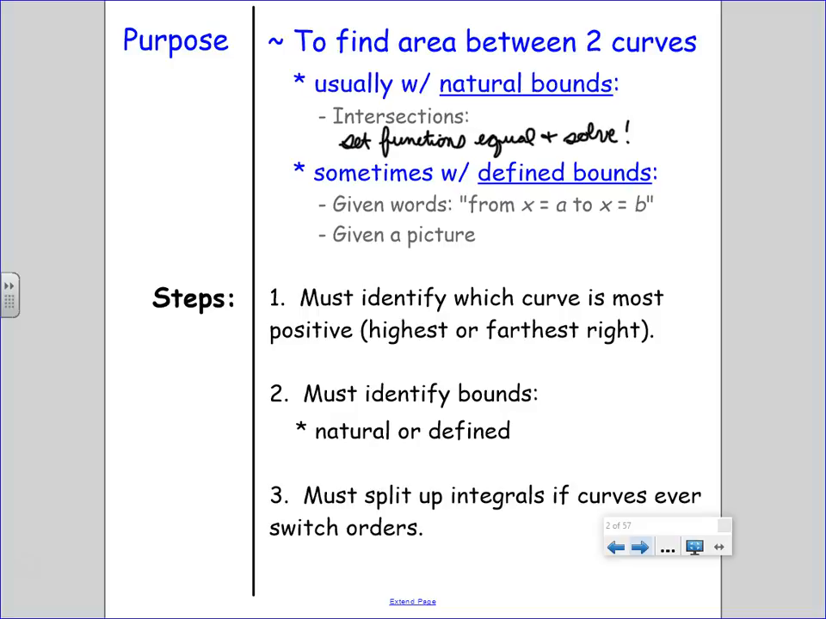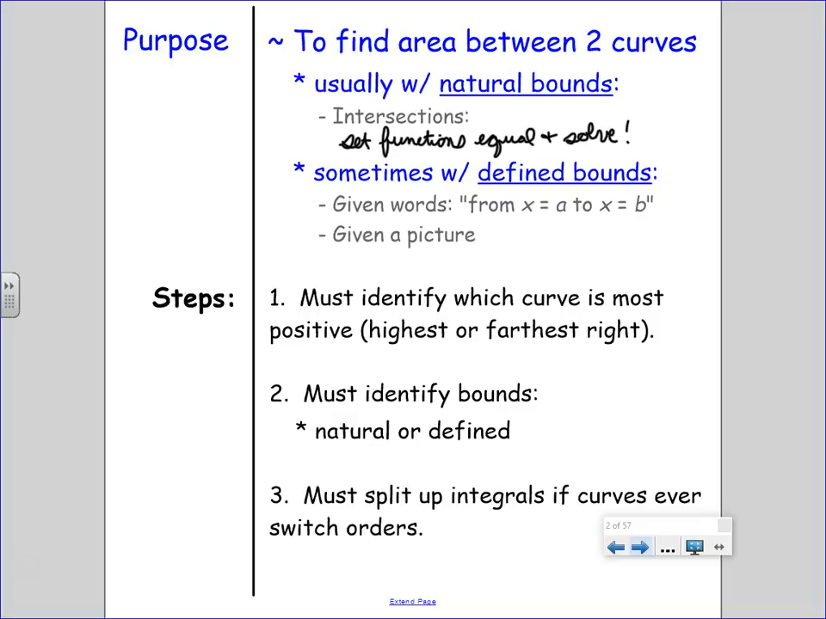So if no bounds are given, if no picture is given, and if no interval is given, like as you guys are writing the defined bounds, sometimes they'll say from x equals a to x equals b, or maybe even y equals a to y equals b. It's defined differently. If they don't give you words explaining the interval, as you've already seen with definite integrals and with area, and they don't give you a picture as far as the bounds, that means we're setting the functions equal and solving, looking for intersections, okay?